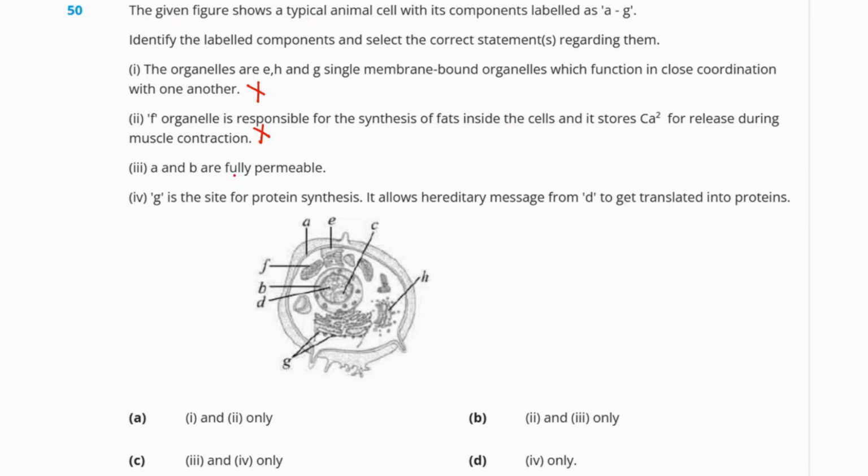A and B are fully permeable. A and B, where is B? No, they are not fully permeable. This is wrong. Fourth, G is the site of protein synthesis. Yes, because the endoplasmic reticulum is a site of protein synthesis. It allows the hereditary message from D to get translated into protein. This is the correct statement. So our only correct statement in this question is option number D, right?